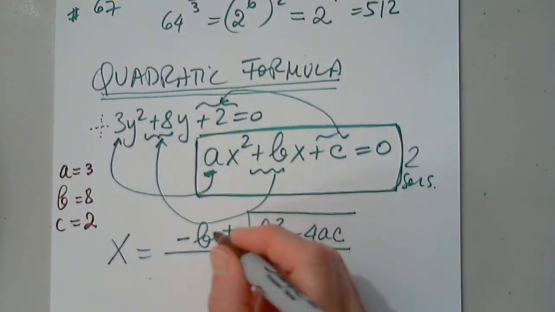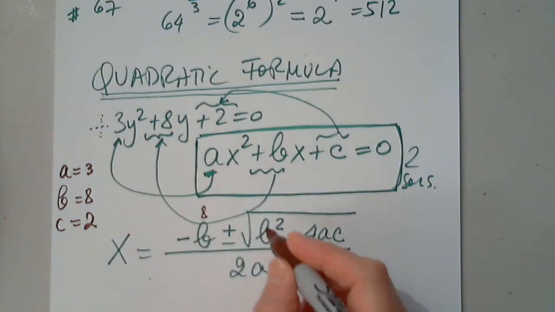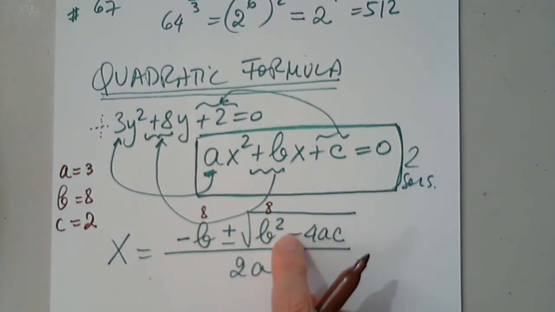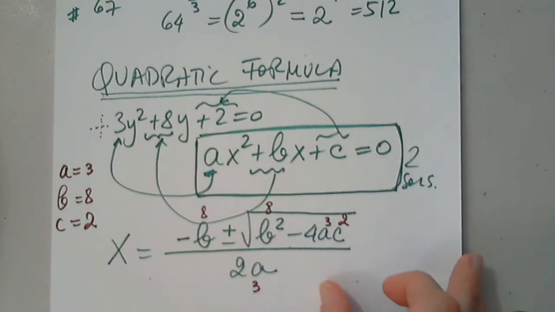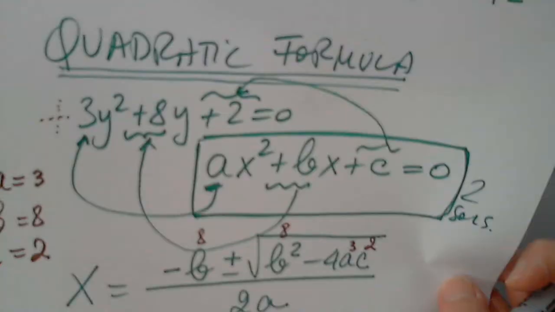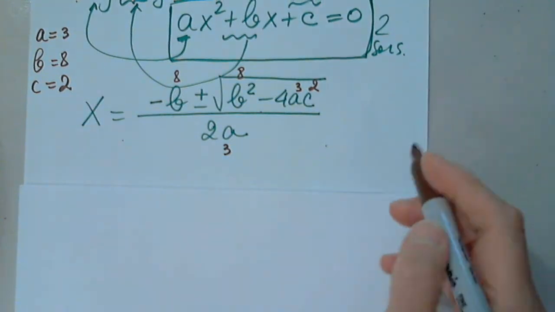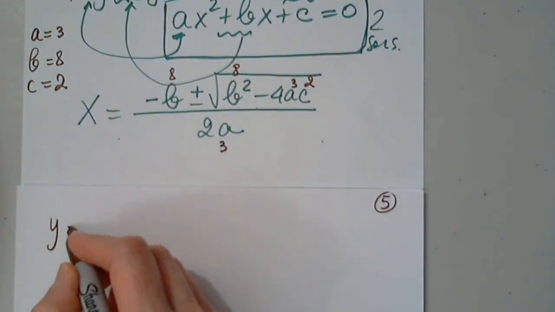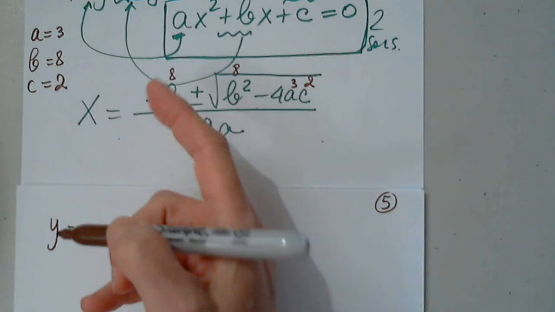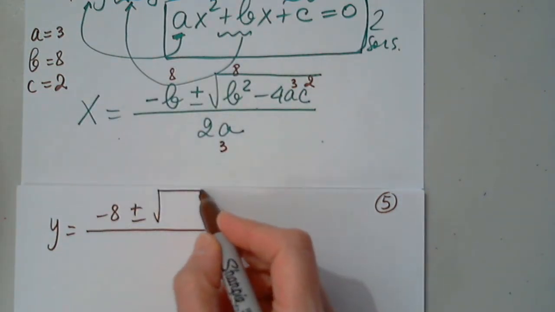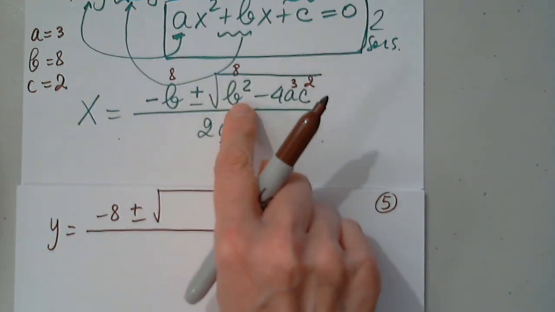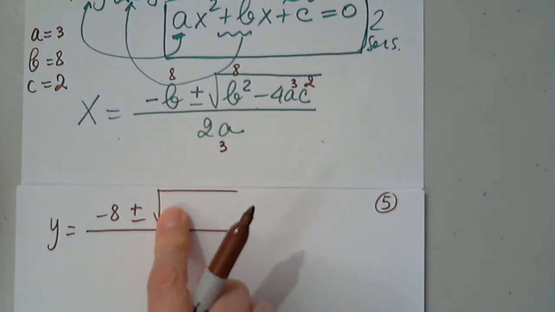All I need to do now is just replace b by 8 and square it, replace a by 3 and c by 2. That's all I need to do. And I determine the solutions. So I'm going to write it again because we chose an equation in y. It doesn't matter. The solution will be the same. So then y will be -8 plus or minus. This number here, no matter what b is, has to be positive because you're squaring.